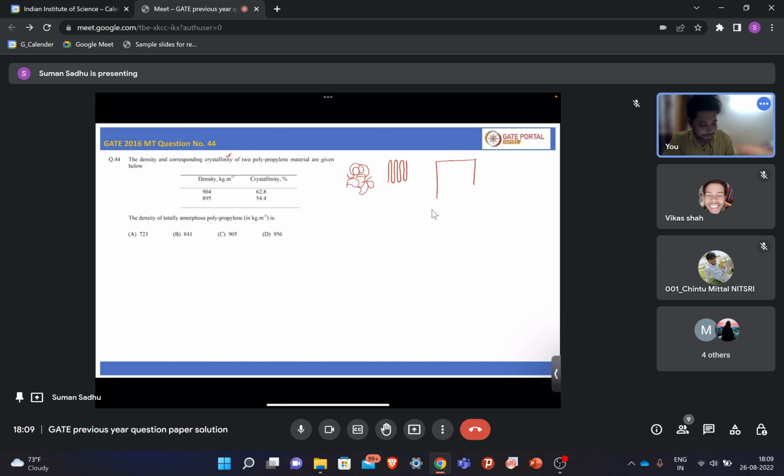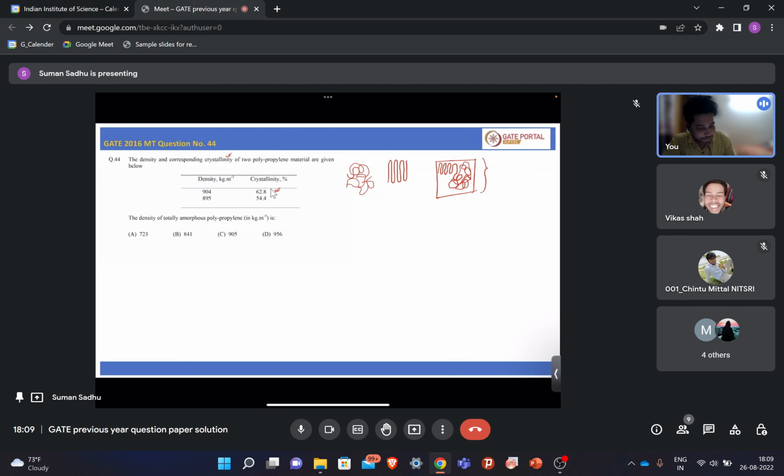Let's say this is a polymer. Somewhere it is arranged in a regular manner, somewhere it is amorphous. So, depending on the percentage of crystallinity, its density will also vary. That is why the density is different when the crystallinity percentage is changing.